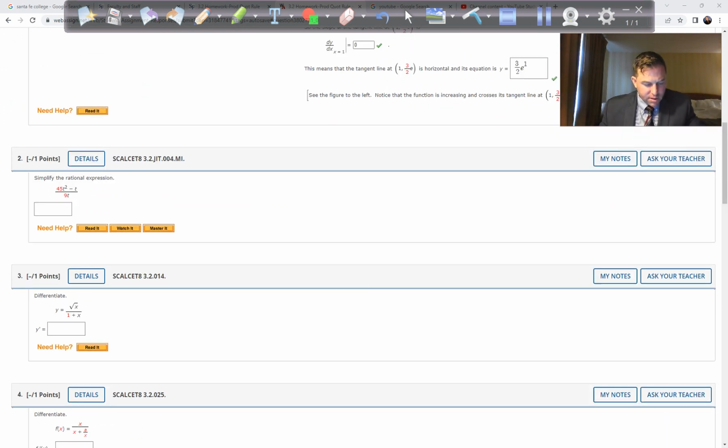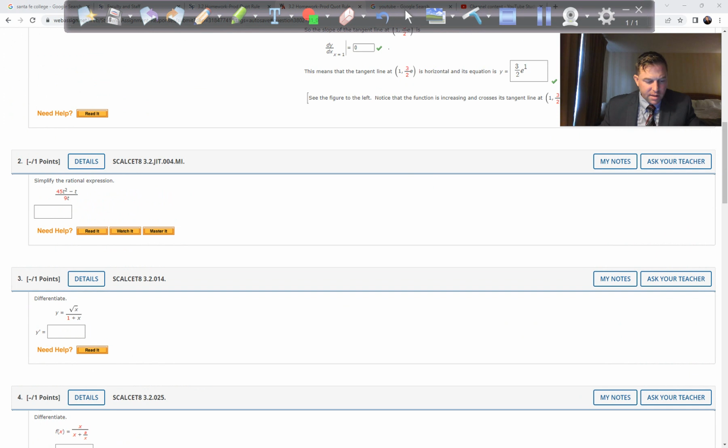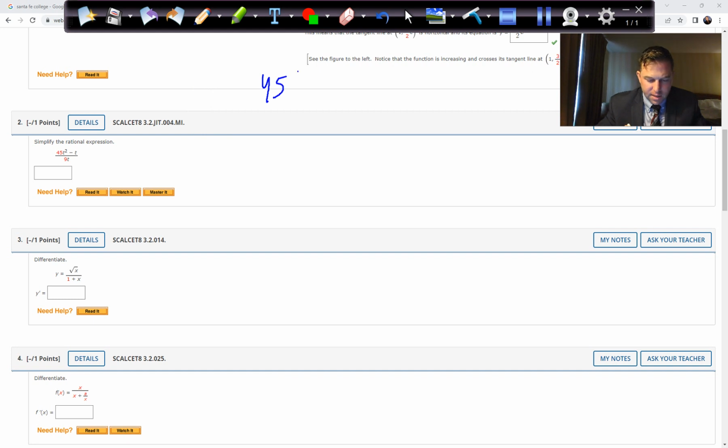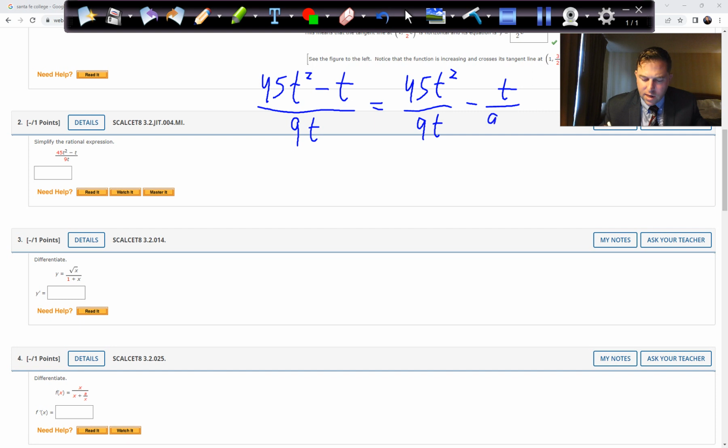Okay, so interestingly enough, they don't want us to do anything with 2 other than simplify it. Doesn't even look like they want a derivative. So we have 45t squared minus t all divided by 9t. So this is a problem you could have done in college algebra. To simplify this, you're going to split up this fraction. So it's 45t squared over 9t minus t over 9t.